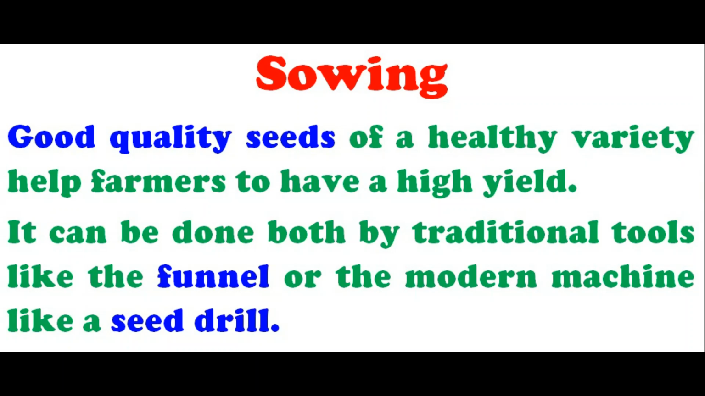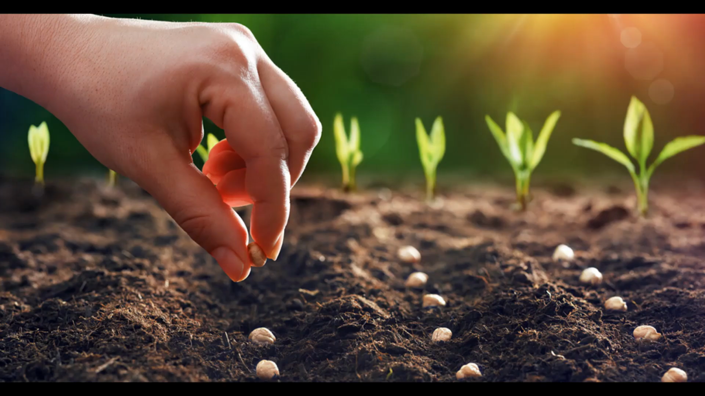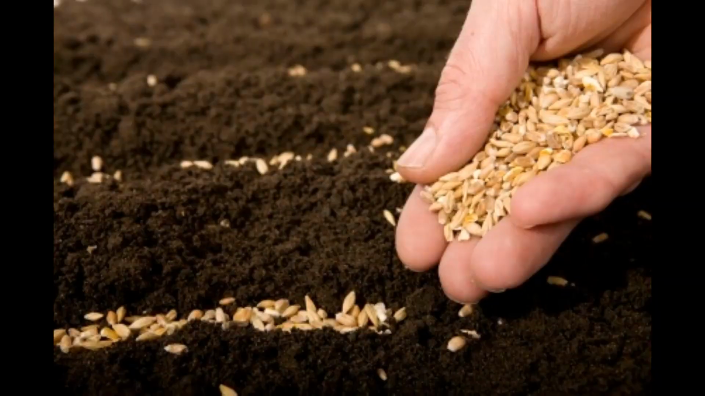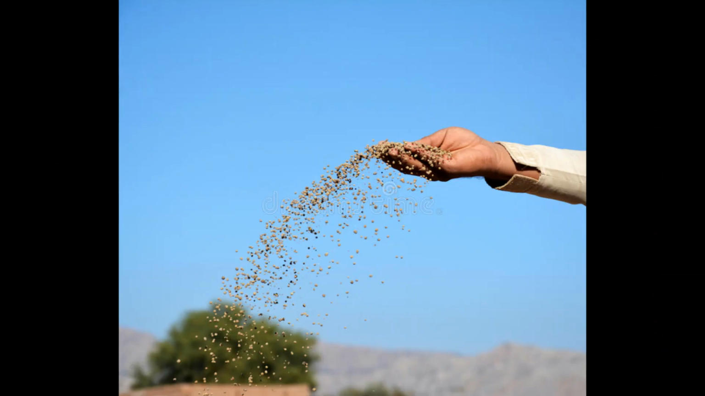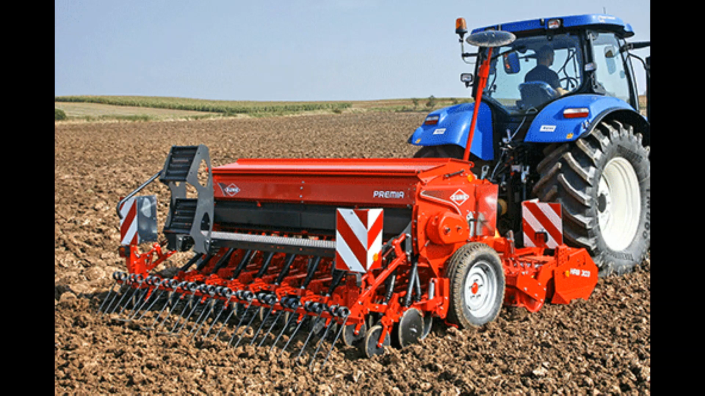And this sowing of seeds must be done properly. It can be done both by traditional tools like the seed funnel. The seed funnel is like an ordinary funnel. It looks like a funnel. It has 2 or 3 pipes having sharp ends. These ends pierce into the soil and place seeds there. And also there is a modern machine called seed drill. You can look at the pictures of these.